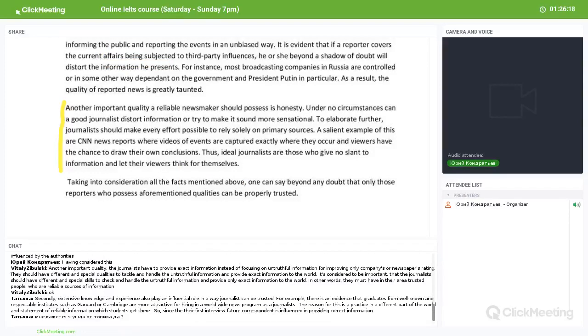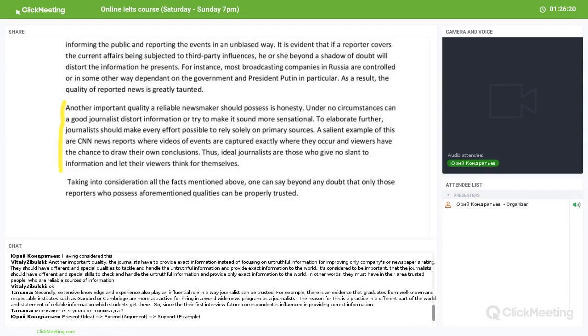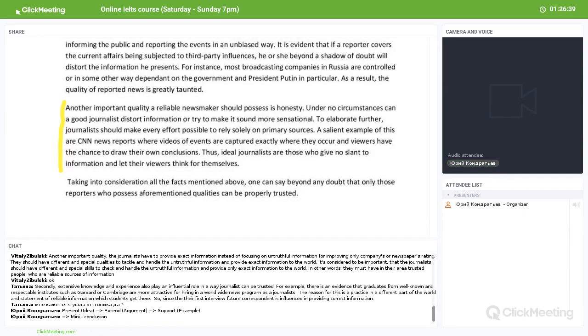Okay. Yes, Vitaly, for you. So when you have an idea, you can present an idea, then extend it, give an argument, and support, give an example. And after this, you can also make a mini conclusion. And one idea for one paragraph will be enough. So your language now is fine. That's good, because it's always better than what you used to write.